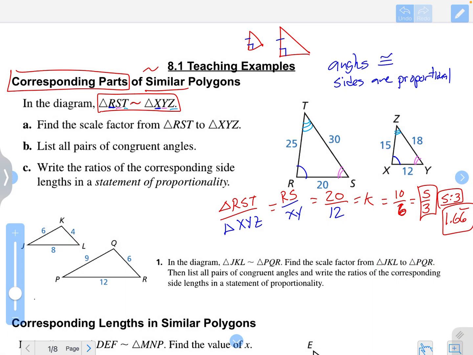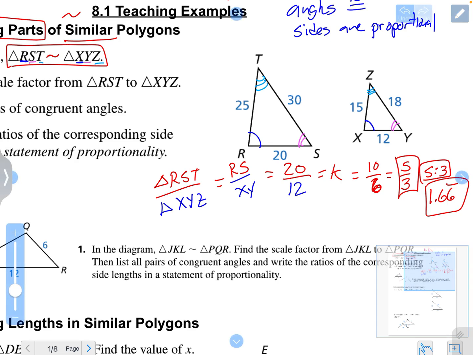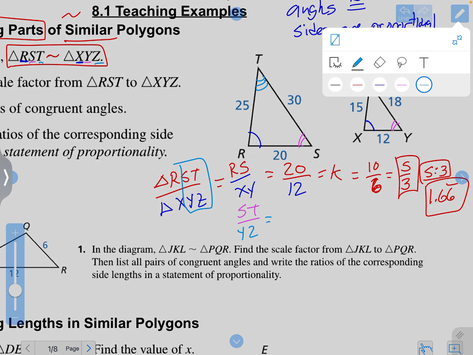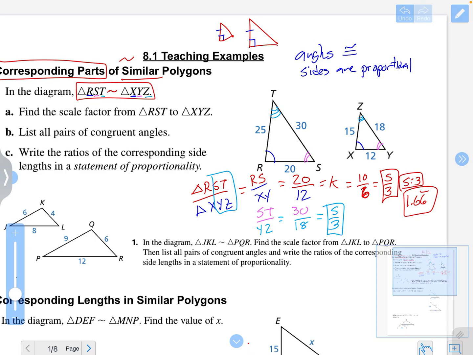So we've already marked our set of congruent angles, and now we're going to write the ratios of the corresponding sides. So that's RS to XY. Then we're going to do ST over YZ. Again, I'm getting these from the similarity statements. So ST is 30, YZ is 18. Divide all those by 6, and we get 5/3 as our ratio or our scale factor. And if you were to do the other one, you would get it the same.